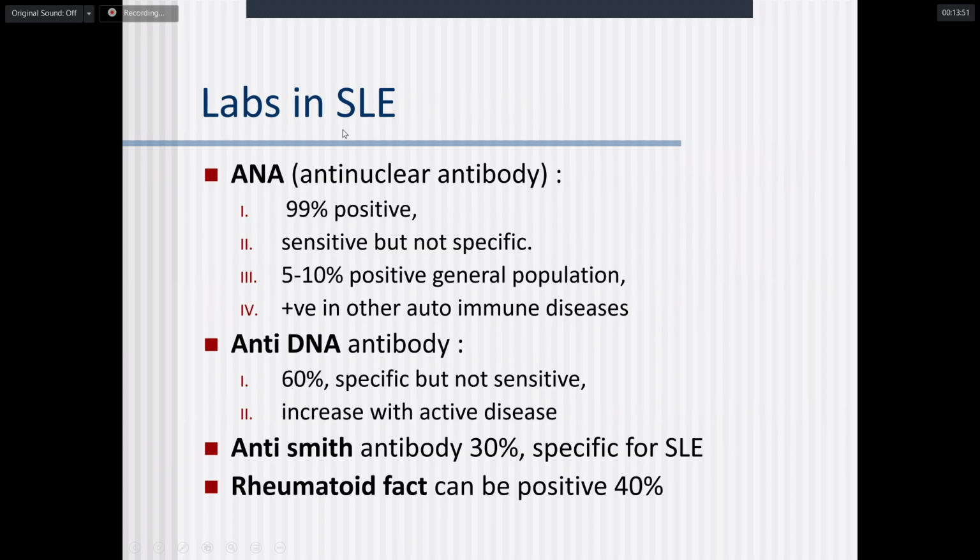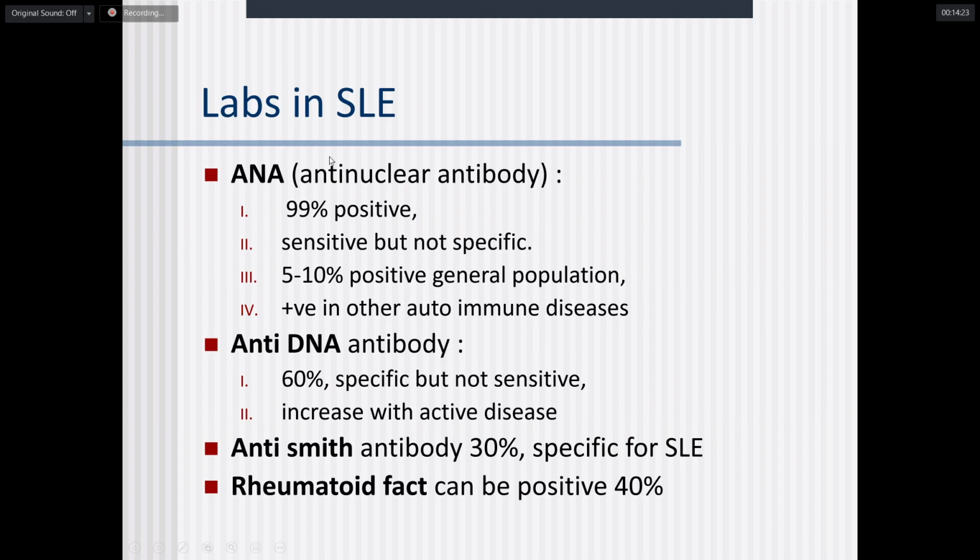What labs might you find? The anti-nuclear antibody is positive in 99% of patients, but it is also positive in 5 to 10% of the general population. Positive in other autoimmune diseases, so it's not specific for lupus. Anti-DNA antibody is 60% specific but not sensitive, and increases with active disease.